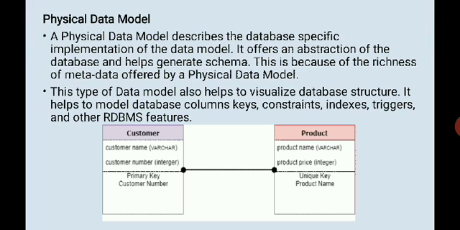So the customer has a customer name that is a varchar, the customer number which is an integer, the product name which is a varchar, the product price which is an integer, and the primary key is the customer number, and here in the product we have the product name as the unique key, right? So the product name is defining the product uniquely, and the customer number is identifying the customer uniquely.